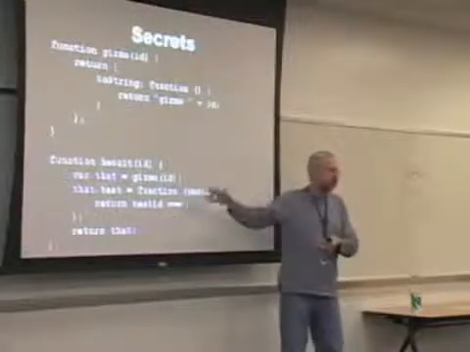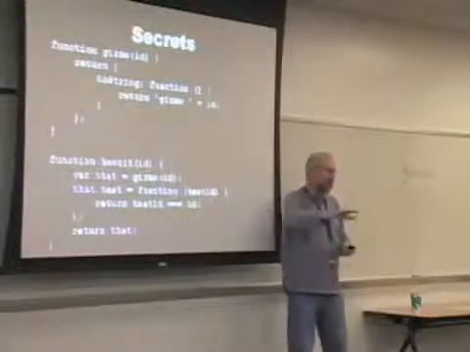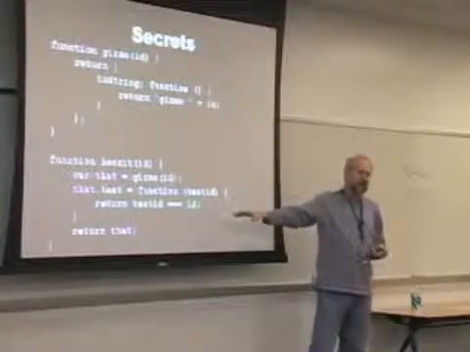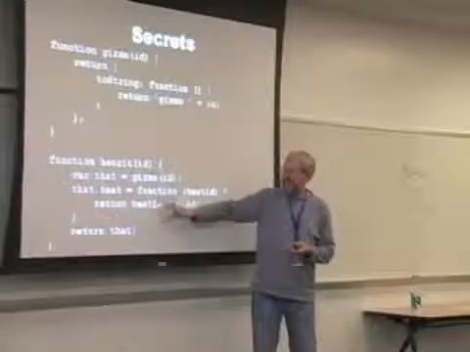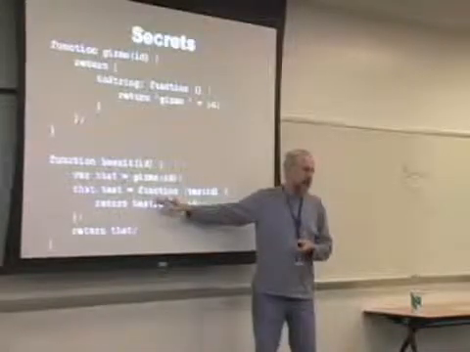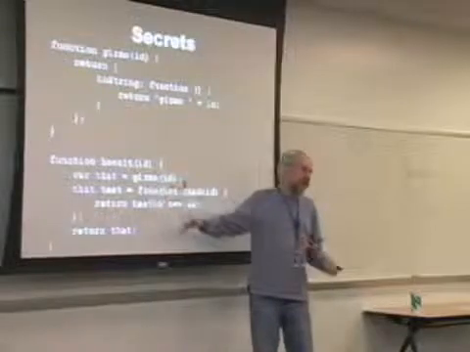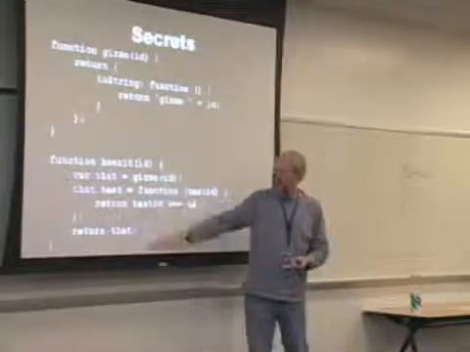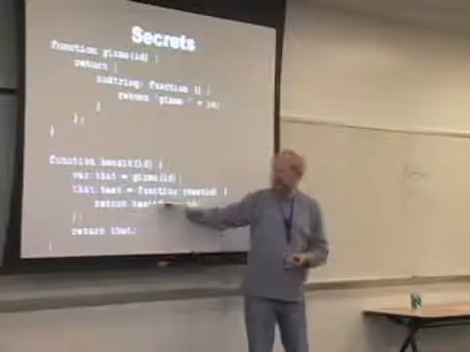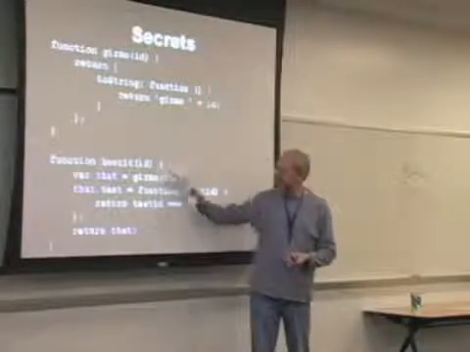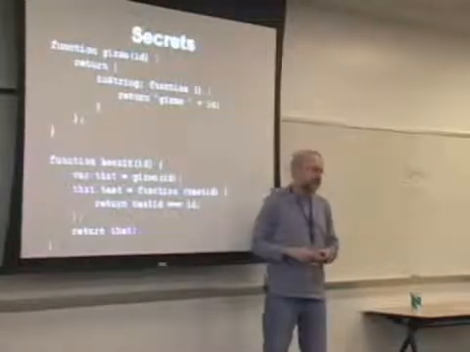So we now have a shared private variable going through this chain of parasitic construction. Because of the closure property, inner functions, which is what this is, have access to the state of the outer function, even after the outer function has returned. So after the constructor has returned, this is still bound to that ID.